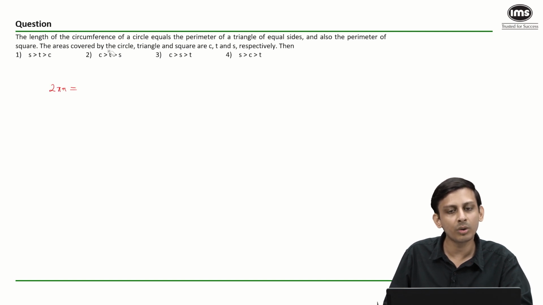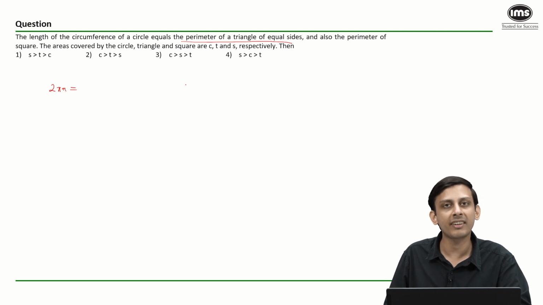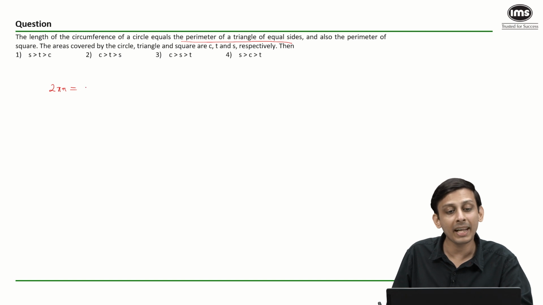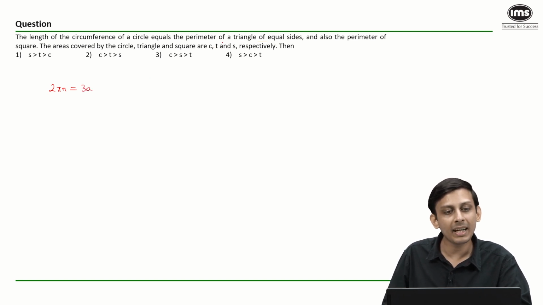Okay, this is equal to the perimeter of a triangle of equal sides. Perimeter of an equilateral triangle. If you let the side of the equilateral triangle be a, then the perimeter will be 3 into a. 3 sides. And also the perimeter of a square. If you let the side of the square be x, then the perimeter of the square will be 4x. All of these are equal to each other.